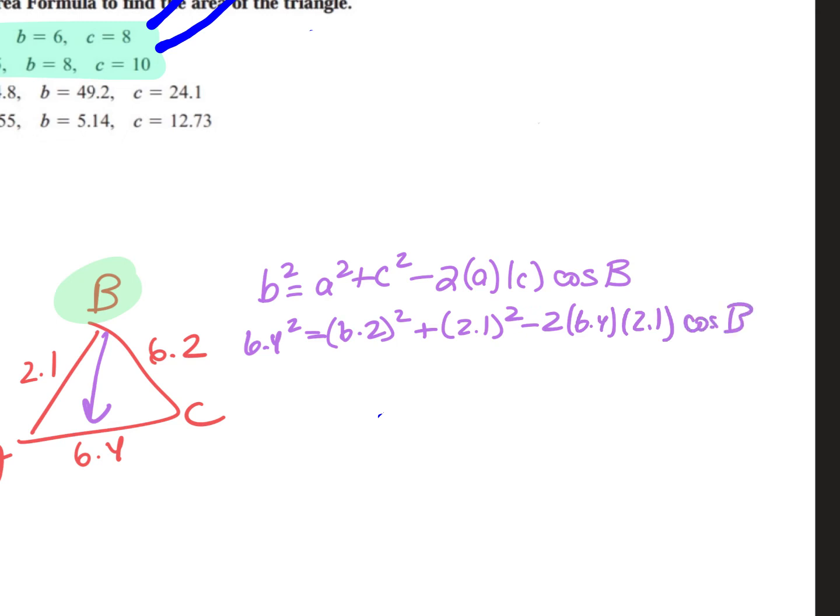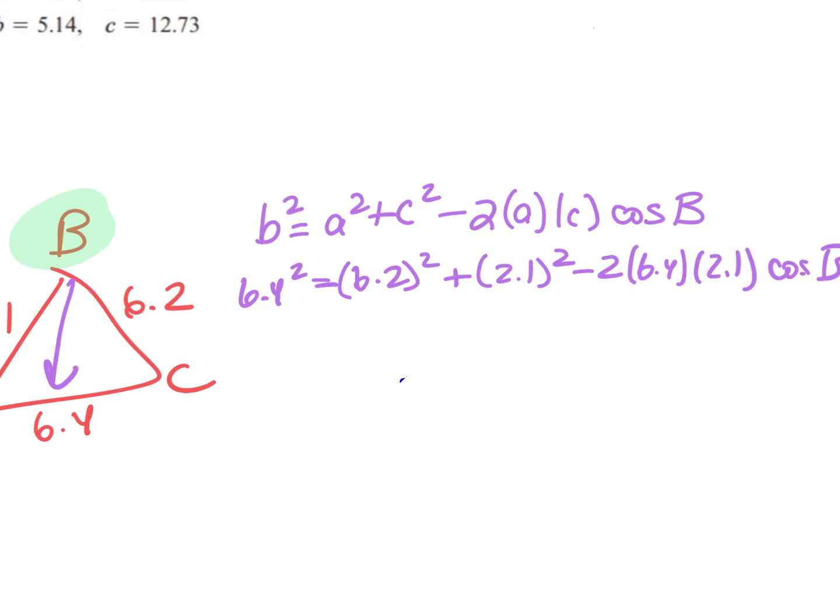So now here's a bunch of calculator stuff. Work with me, make sure I do it right because I'm doing it fast. 6.4 squared, 40.96 equals, I'm going to do 6.2 squared plus 2.1 squared. And I get 42.85 minus, what's 2 times 6.4 times 2.1? 26.88, and then times the cosine of b.